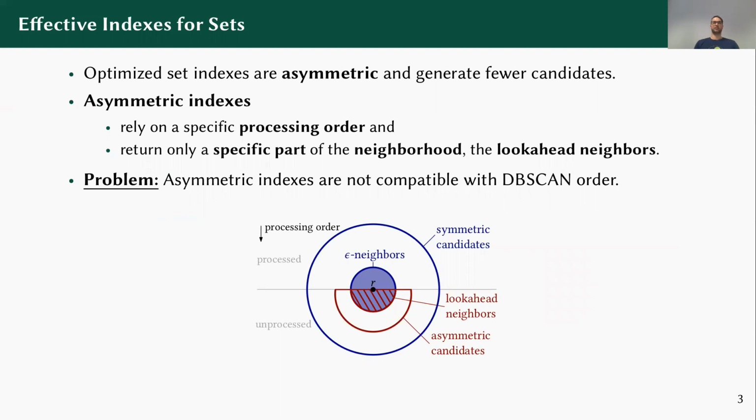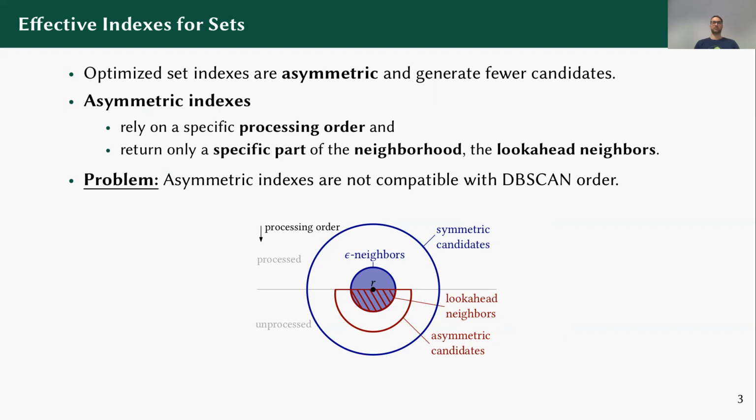For sets, however, the most effective indexes are asymmetric. That is, they only return a specific part of the neighborhood with respect to a specific processing order. For a particular set R, we can split the neighborhood into processed and unprocessed sets. Asymmetric indexes only return the unprocessed neighbors for the current set R. We call this part the look-ahead neighbors of R. Our example shows the candidate regions for both index types and the look-ahead neighbors in contrast to all epsilon neighbors for a given set R.